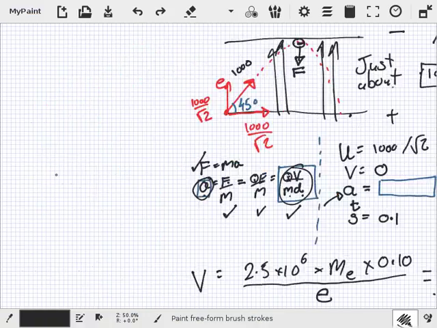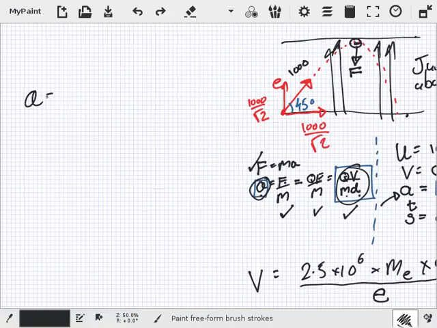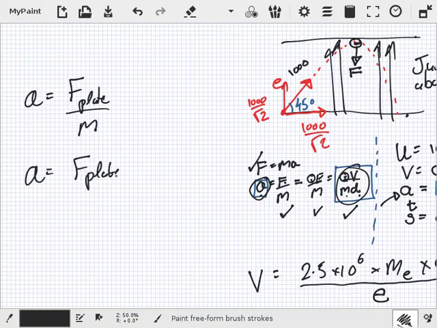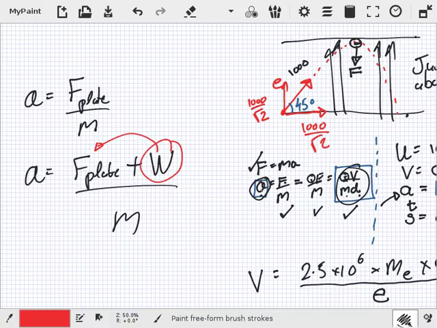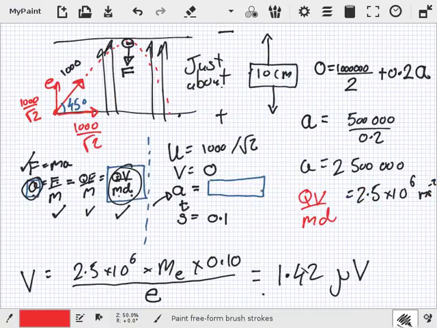If you wanted to be particular, I said A equals F due to the plates over M. But really, it should be F due to the plates plus the weight. But I know that this number compared to this number is so small that adding it on will have no effect really on the A. If it was an electron, yeah, because its mass is so small that the force is dominated by the electric field. I think that's reasonable for the exam.